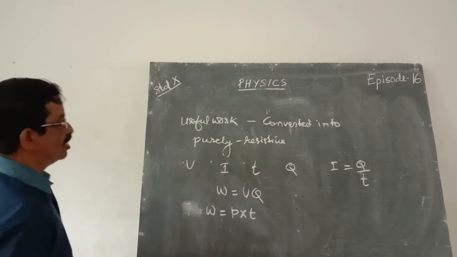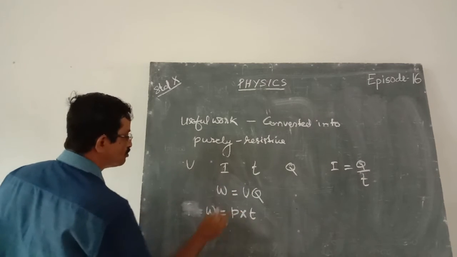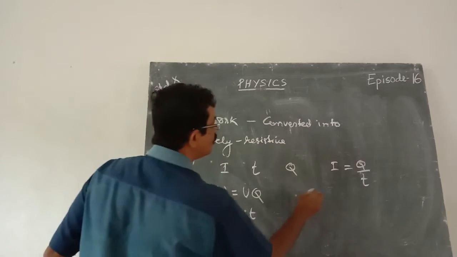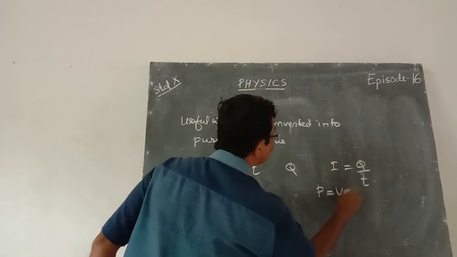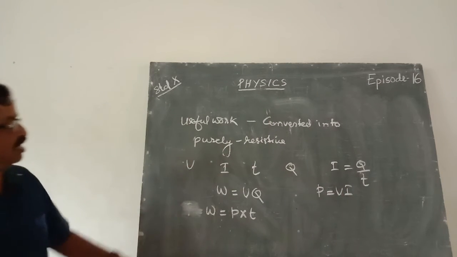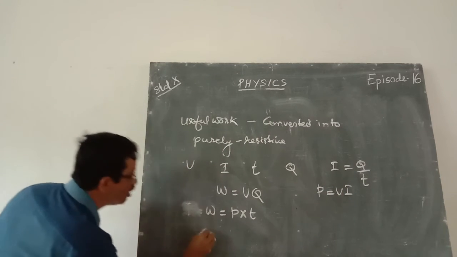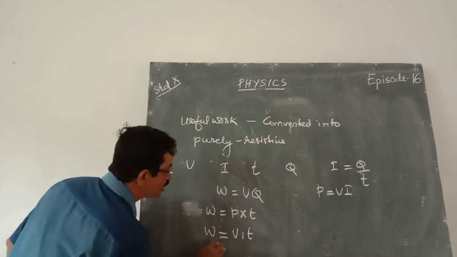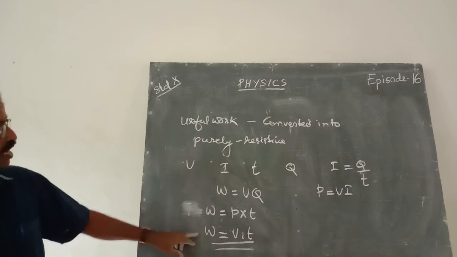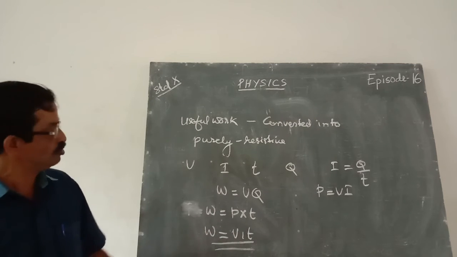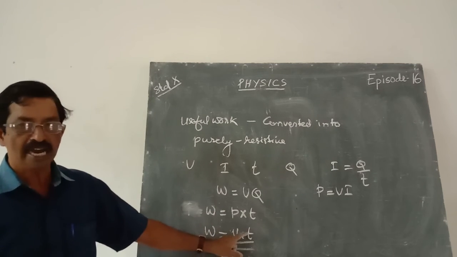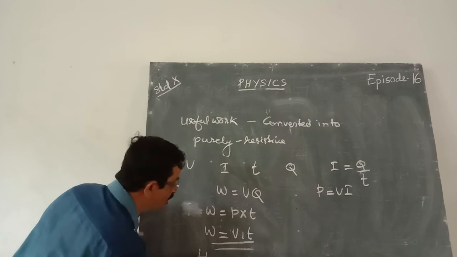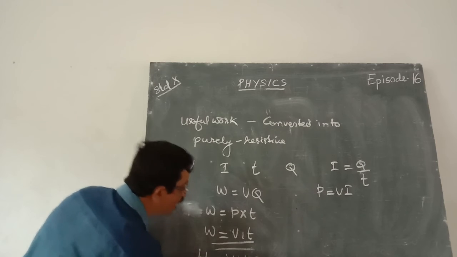Here, power P is equal to VI, that is, work in unit time. So W is equal to VIT. W is equal to VIT is the work done, and this work actually becomes heat, so H is equal to VIT.